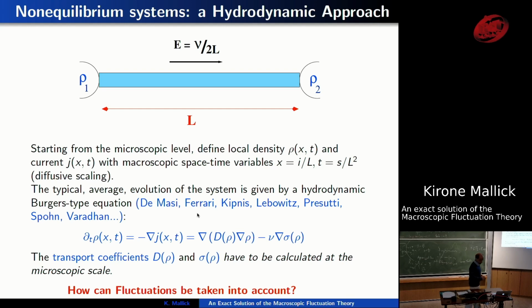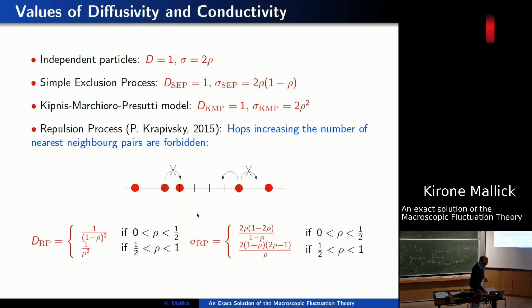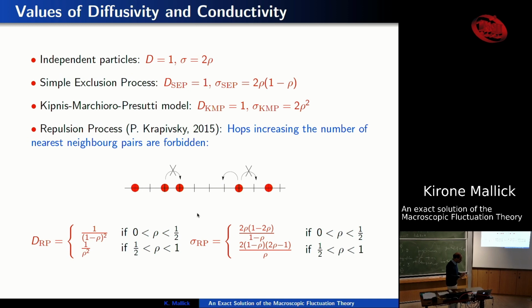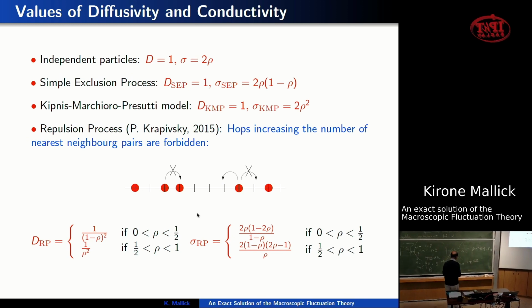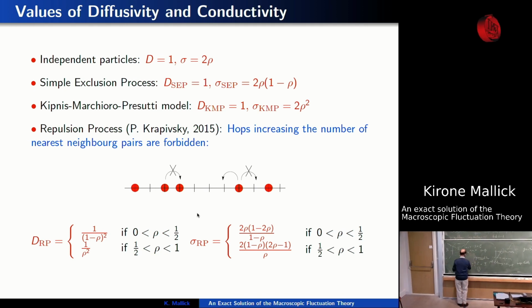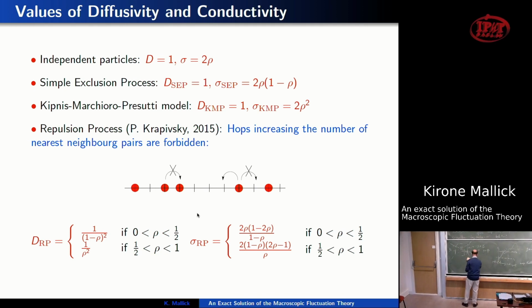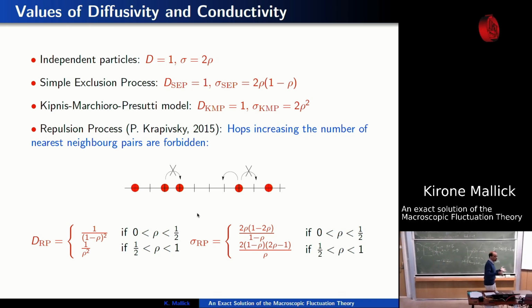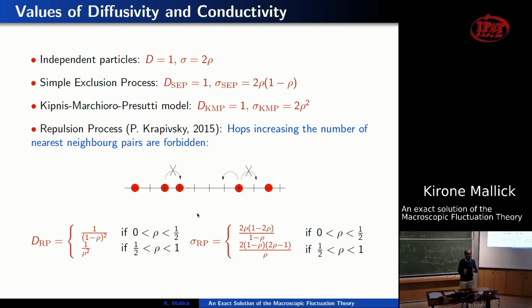Typically these kinds of ideas, but not only, are applied to lattice gases, so simple models on lattices. So if we take, on the lattice, it doesn't have to be 1D, but it's easier to draw. If you take random walkers, without any interaction, they can cross each other. D is 1, and sigma is 2 rho. Brownian motions, if you want.